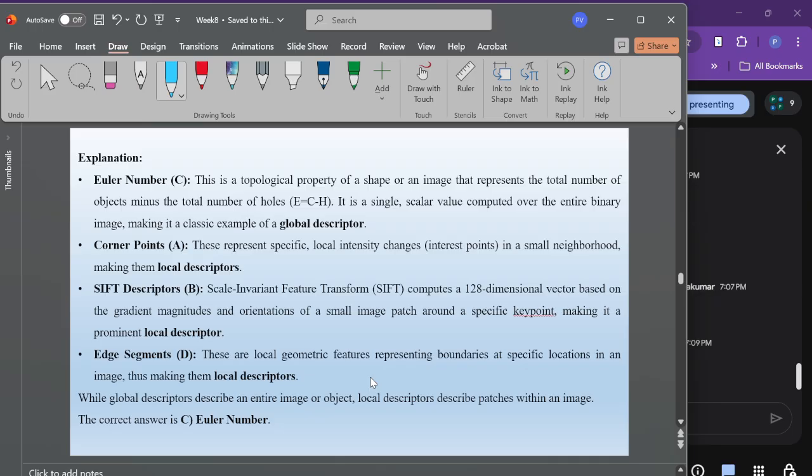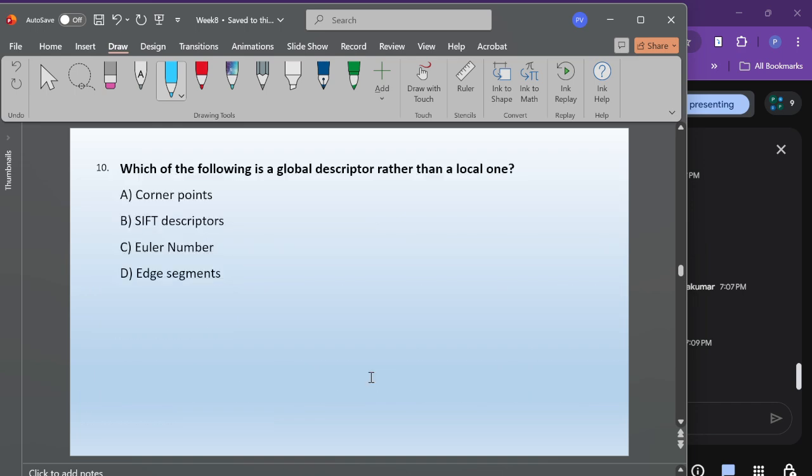So while global descriptors describe an entire image or object, local descriptors describe the patches within an image. So the correct answer is C, Euler number. Euler number is a global descriptor rather than a local one. So yeah, option C is the correct answer for this question.